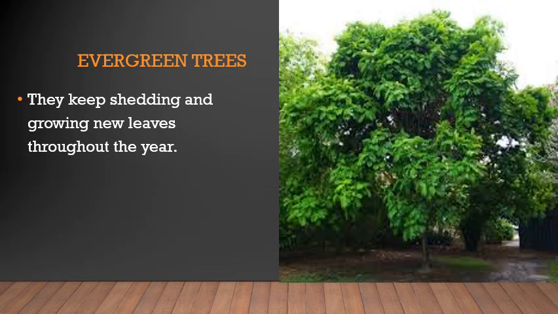Now, this is the evergreen tree. Evergreen tree means they keep shedding and growing new leaves throughout the year. Throughout the year means when a dry leaf falls off, there is a new leaf growing on the tree. Like this, it is evergreen. Evergreen means throughout the year, the tree will look green. These are the main two types of plants or trees according to the way they shed their leaves. Shed their leaves means the dry leaves drop off from the trees.